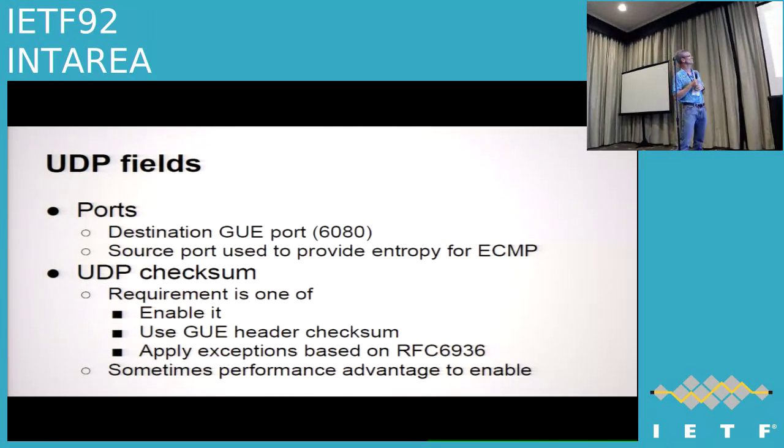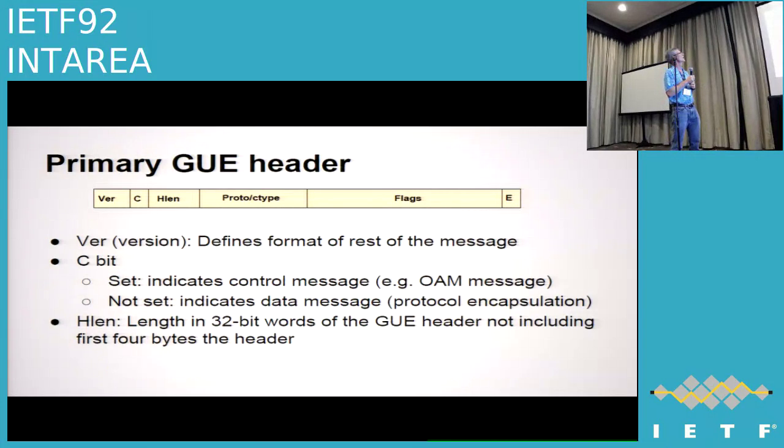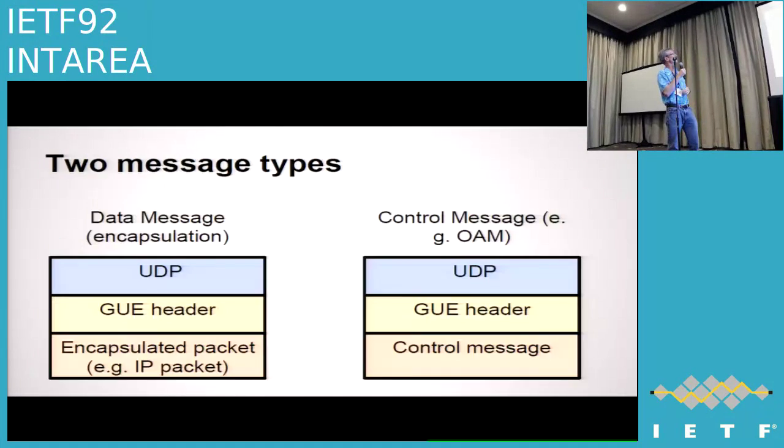So the primary GU header. I have some detail here. As I mentioned, there's a header length to allow skipping over. The protocol C-type field serves two purposes. Either it's an IP protocol or control type, and that's distinguished by the C bit. So this is an overview of the headers. I already mentioned that. More on the C bit.